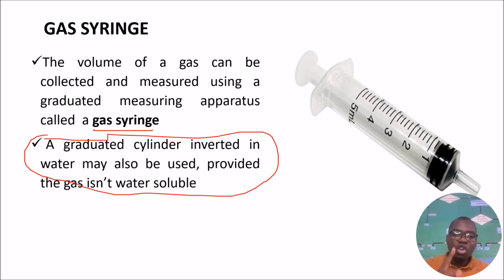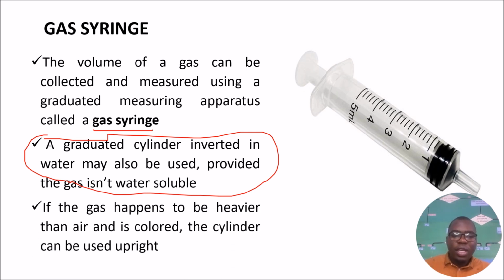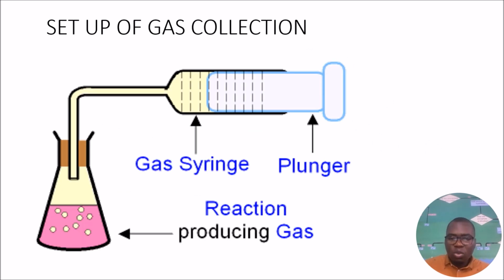So look out for the video on the collection of gases. If the gas happens to be heavier than air and is colored, the cylinder can be used upright. Let's look at how this is done.